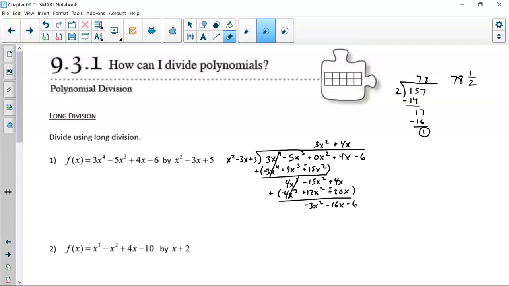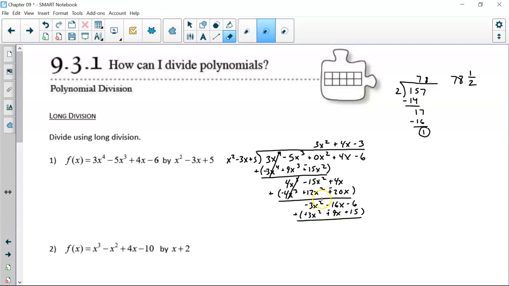Almost done. I need my x squared to become a negative 3x squared, so I'm going to multiply by negative 3. So the negative 3 goes on top, and distribute the negative 3. Negative 3 times x squared is negative 3x squared. Negative 3 times negative 3x is plus 9x. Negative 3 times 5 is negative 15. Remember, with long division, we subtract the polynomial, so distribute the negative. Change every single sign.